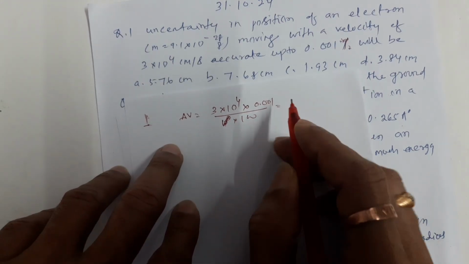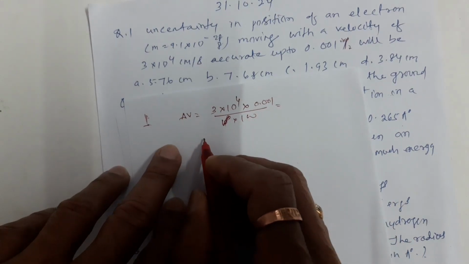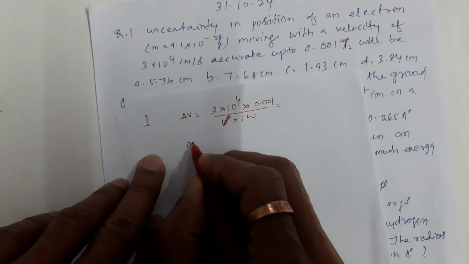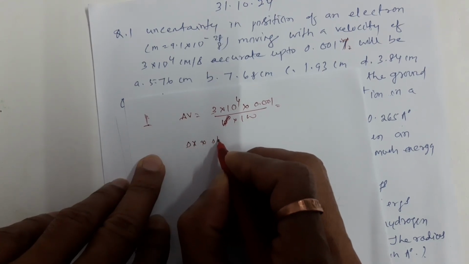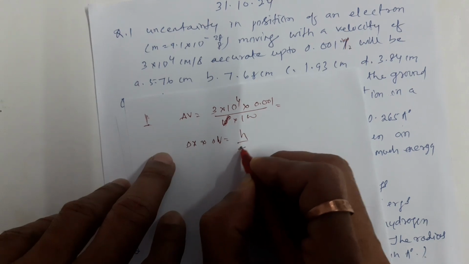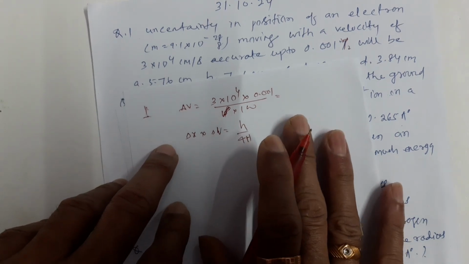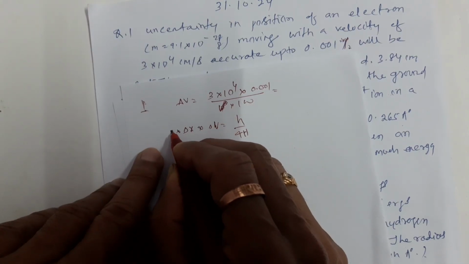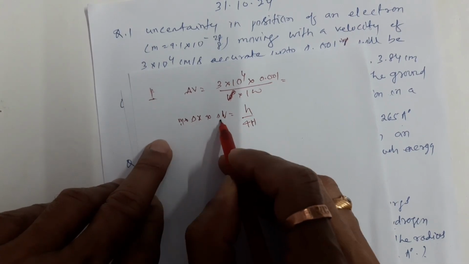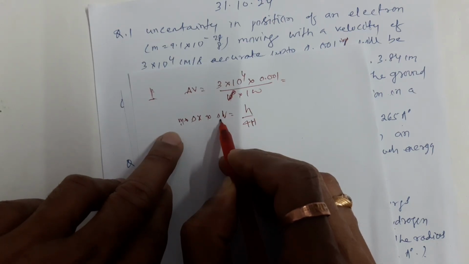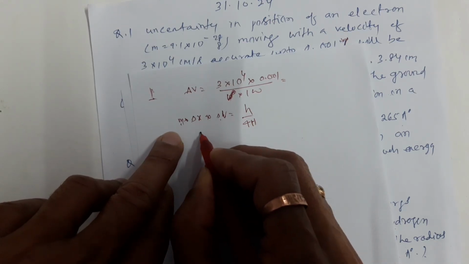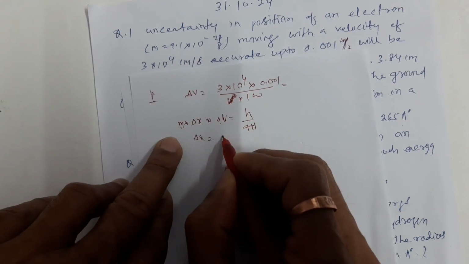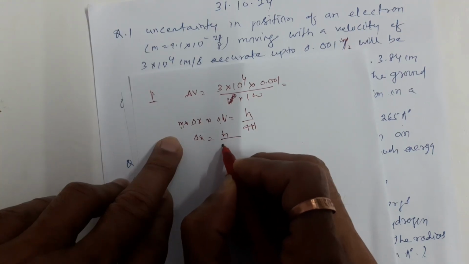Then its value you have to put in the uncertainty principle. So delta x multiplied by delta v is equal to h by 4 pi, multiplied by mass, because mass into velocity is equal to momentum, the change of momentum. So you put the mass value, which is given.